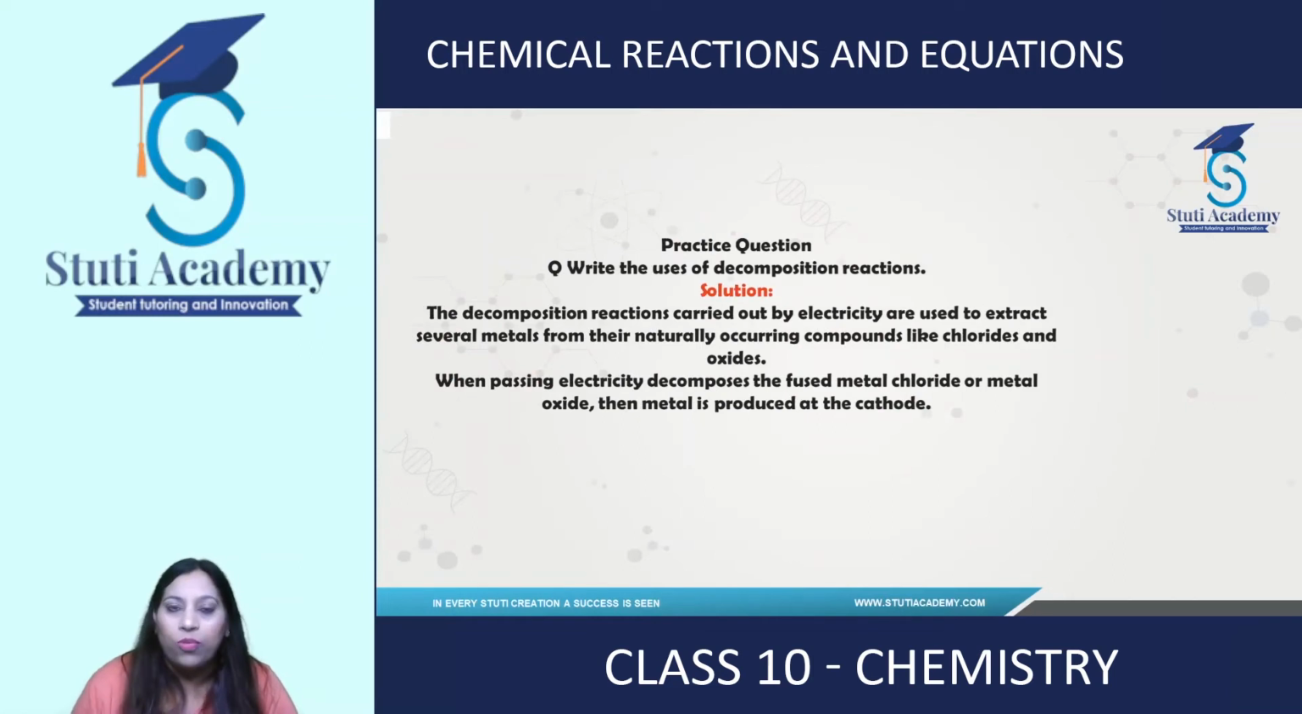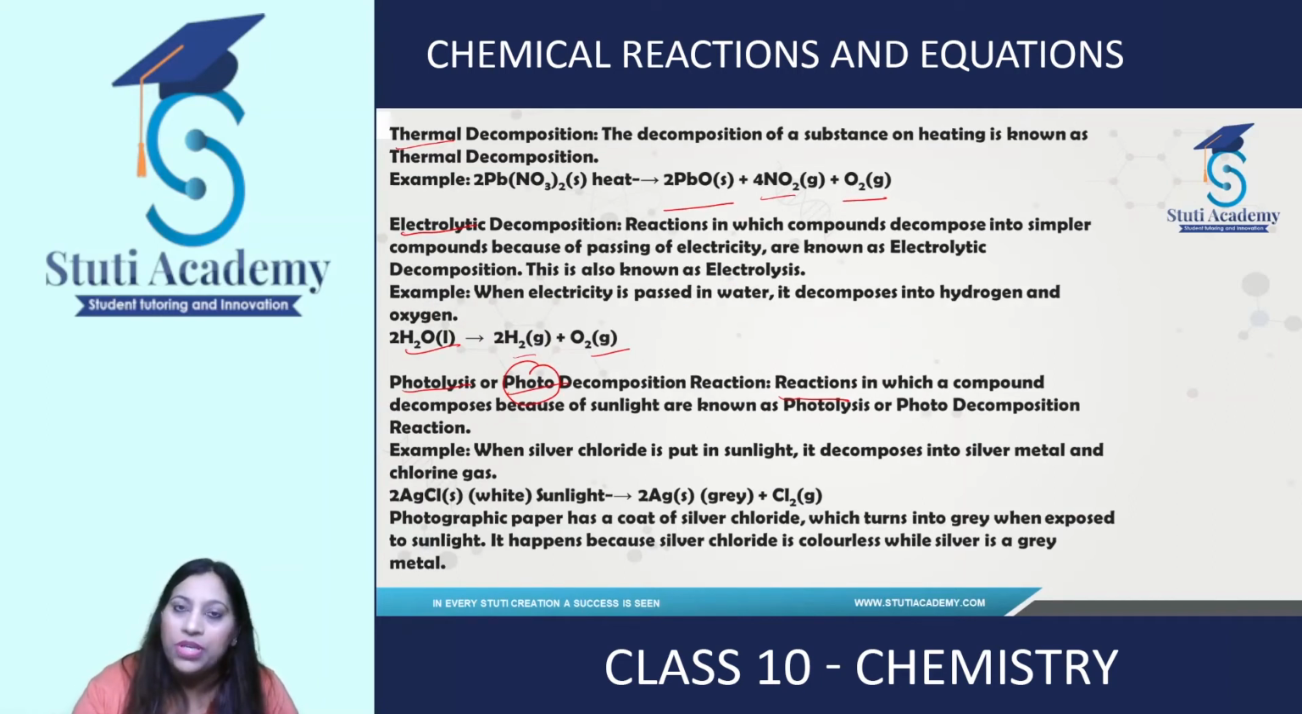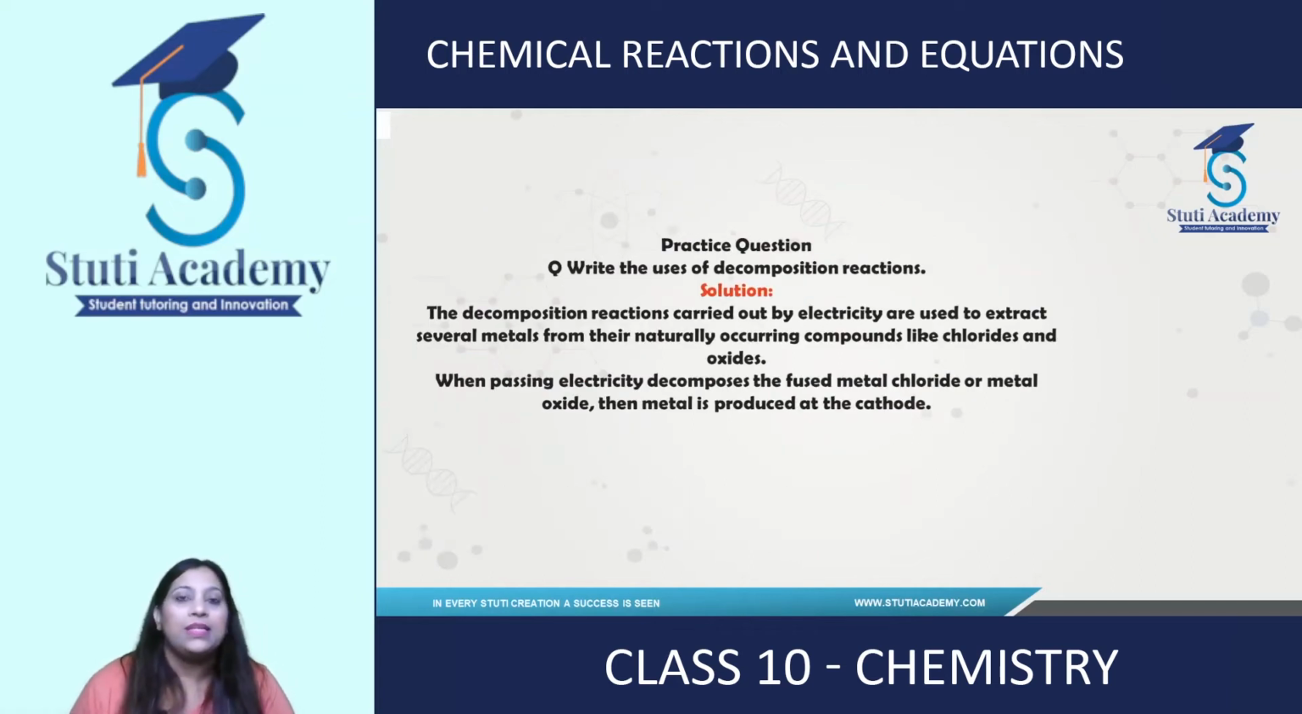And what other questions can be asked in the exam? First is: write the uses of decomposition reaction. In this question you can write decomposition reaction carried out by electricity, as I just told you in electrolytic decomposition. When we perform this electrolytic decomposition, it results in the extraction of certain metals from their naturally occurring compounds. Or when we pass electricity, it decomposes the metal chlorides or metal oxides and results in the formation of pure metal at the cathode.